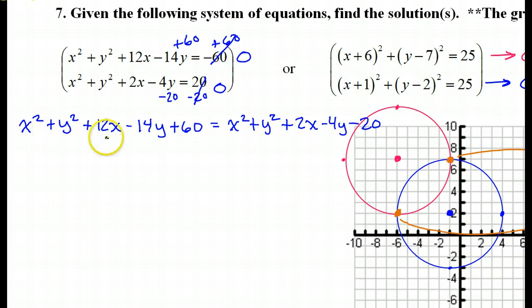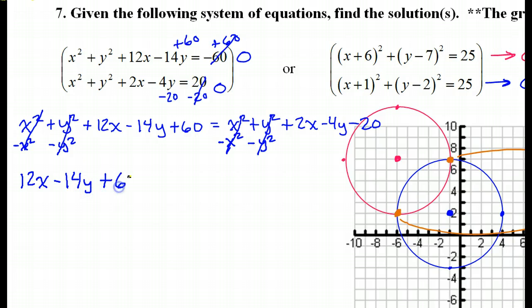Anytime we set these equal to each other, the x squared and the y squared will wind up canceling each other out. Because the first thing I would do is subtract x squared from both sides and subtract y squared from both sides. But they both cancel out. So that leaves me with 12x minus 14y plus 60 is equal to 2x minus 4y minus 20. Now this is going to boil down to a linear equation like y equals mx plus b. So I'm just going to try to get y by itself.